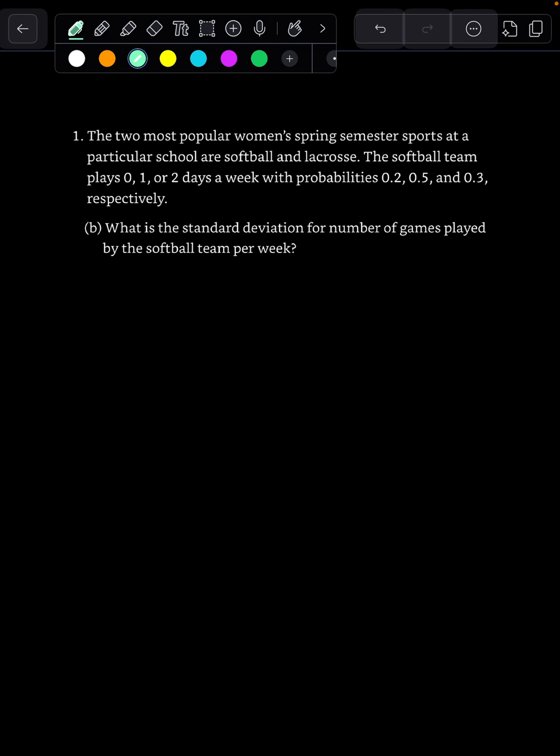So this is the same question as it was before. There are two popular women's sports, and we are concerned right now with the softball team. They play 0, 1, or 2 days a week with the probabilities of 0.2, 0.5, and 0.3. We just did the expected value for the number of softball games. That was 1.1. And we are being asked to find the standard deviation for the number of games played. And so we are going to need that expected value.